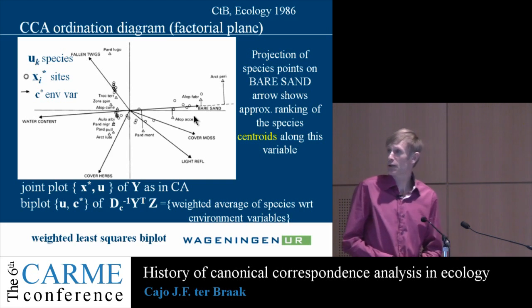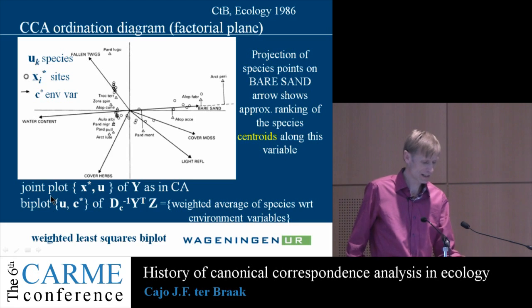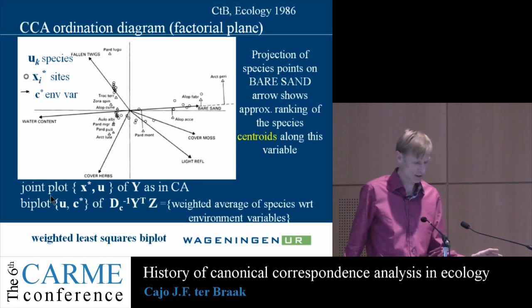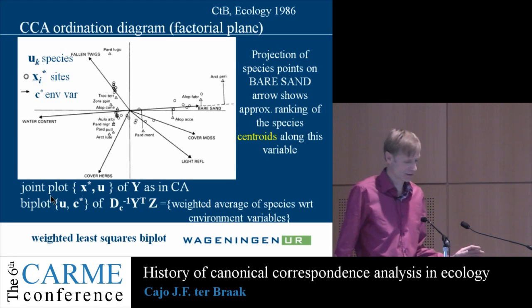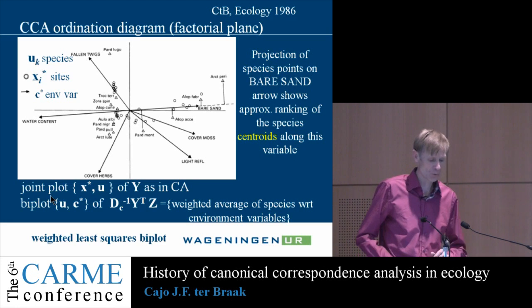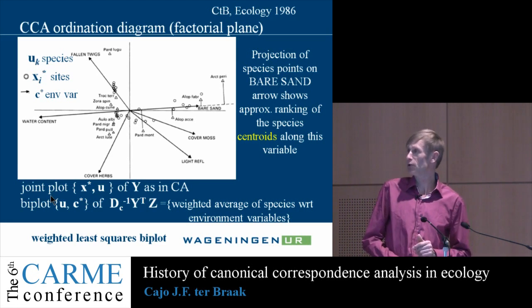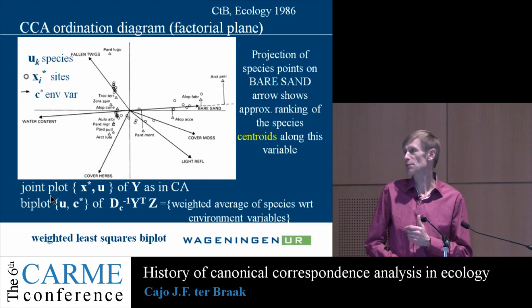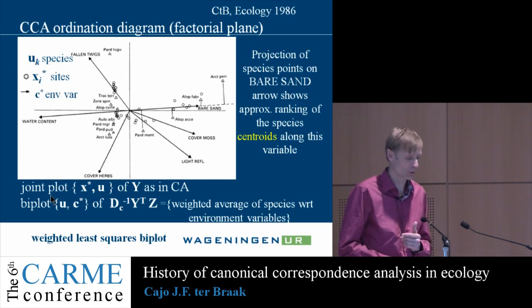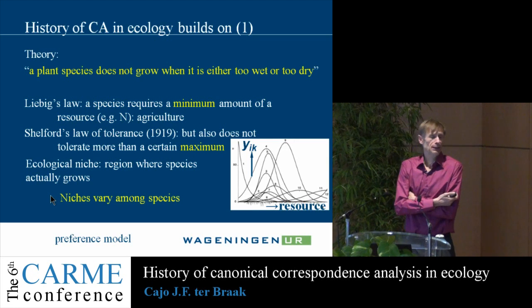And the other, so I list here that the X and the U can be the site points, and the species points can be interpreted in the normal way as in the correspondence analysis, and the U and the C together form a weighted least squares biplot of something very peculiar, the weighted average of species with respect to environmental variables, but I will show you what it actually means.